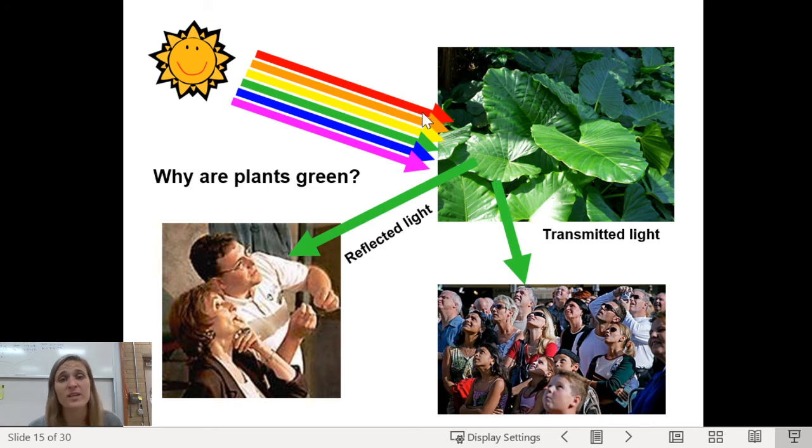So this is why plants are green. Plants that are green are reflecting that green light arrow. They're absorbing red, orange, yellow, blue, and purple, but they are mostly reflecting green, and that is what you see. So again, the color that you see is the reflected light color. All the other colors are being absorbed.